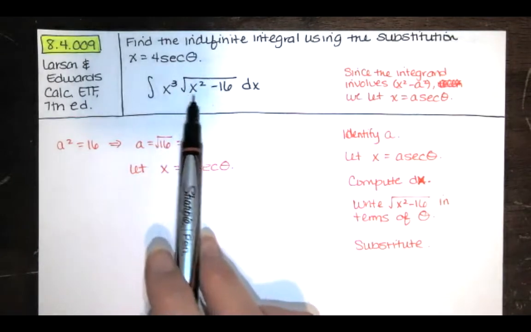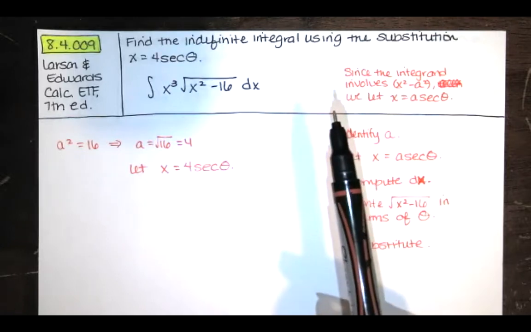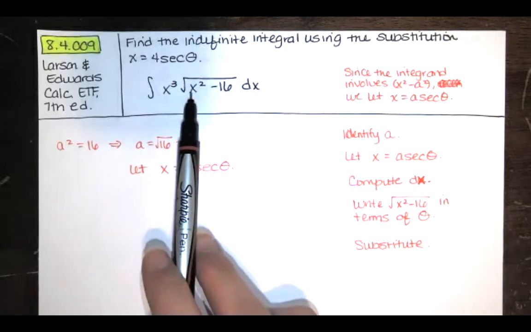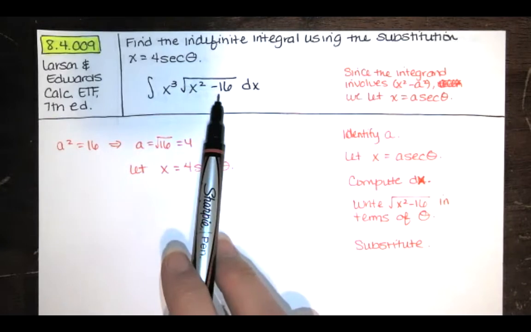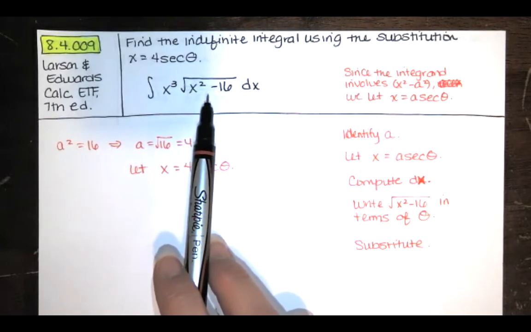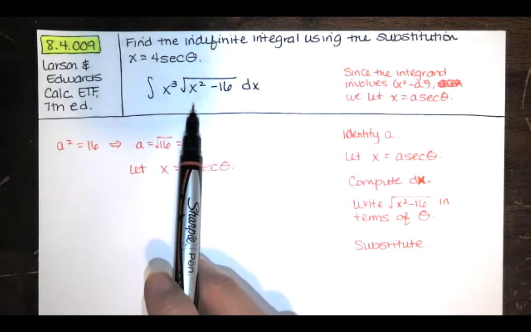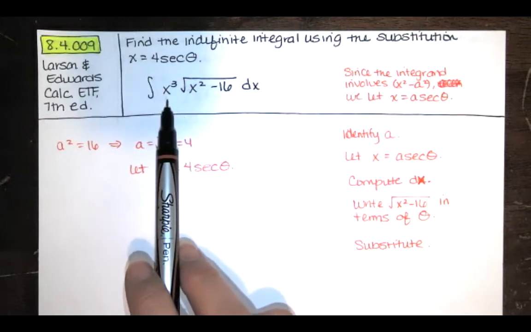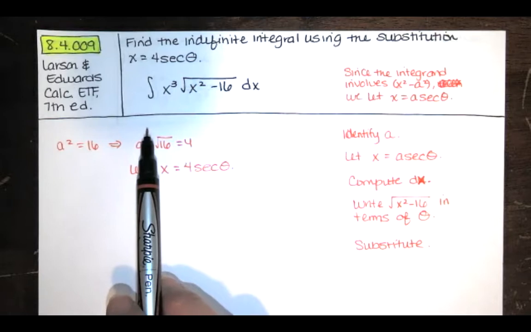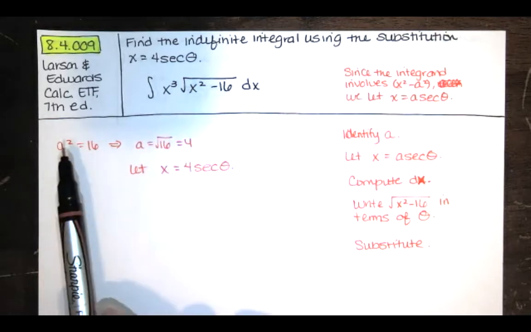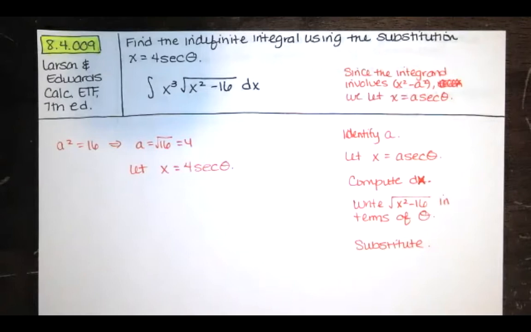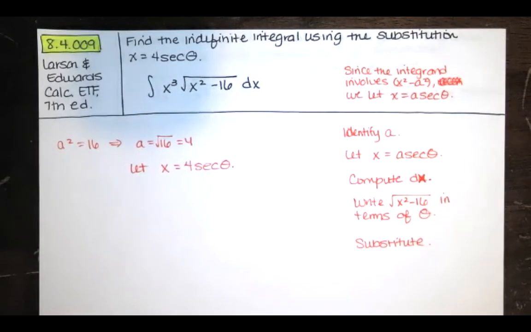If u is this inside function, and u is generally a function nested inside another function, if u is x squared minus 16, du is 2x dx. That's the derivative of x squared. And we don't have a 2x out here. We've got an x cubed out here. So that doesn't work, even though we could probably manipulate it even more and evaluate this with a u substitution if we were sort of clever about it.